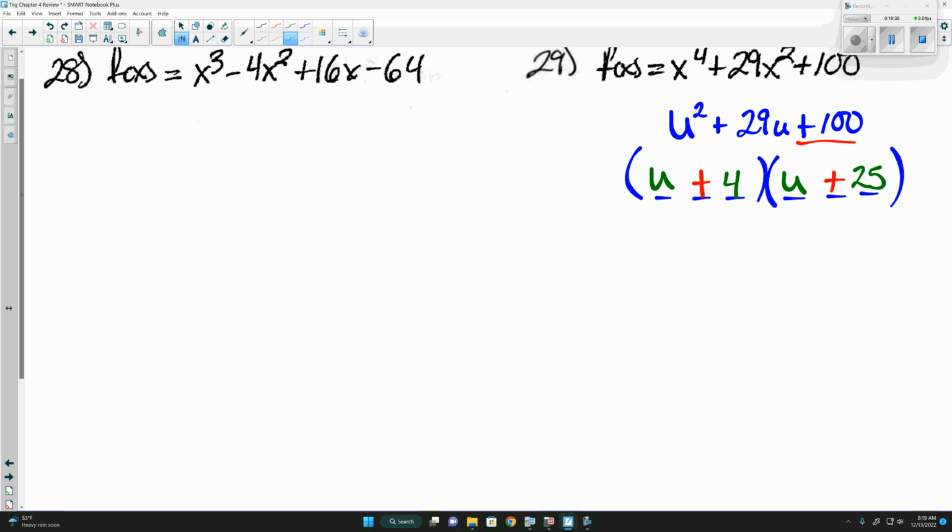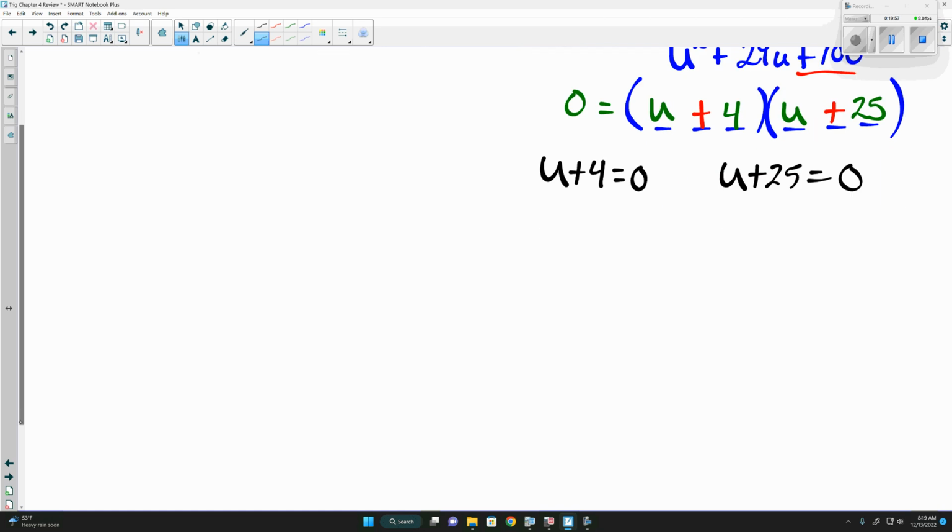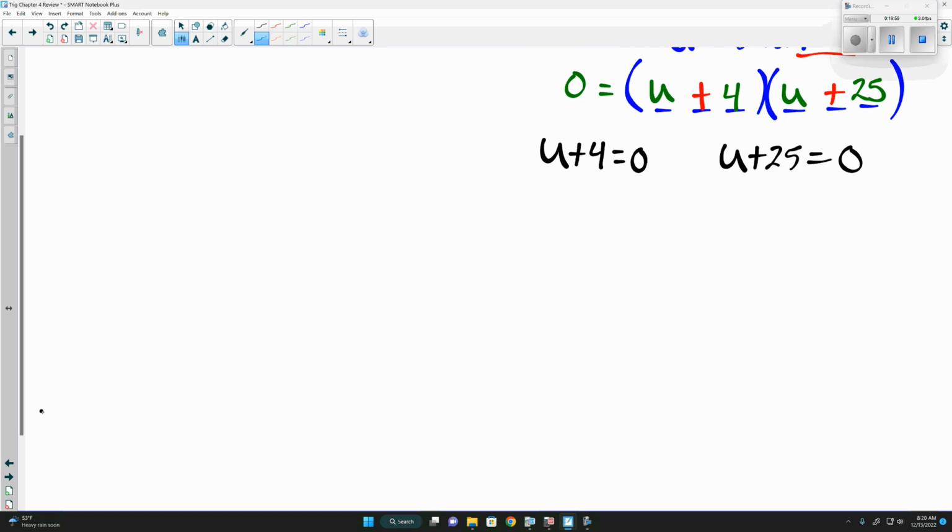Now, this here is still equal to 0 because we're wanting to solve it. We're wanting to see what value of x will make this be 0. Now, what this is really telling us is that U plus 4 is equal to 0, and U plus 25 is equal to 0. Now we can substitute x back in. So we're saying x squared plus 4 is equal to 0, and x squared plus 25 is equal to 0. Questions on how we got to this point here?